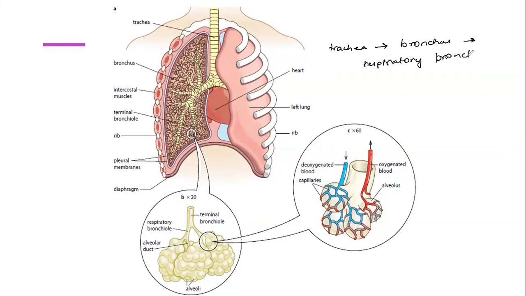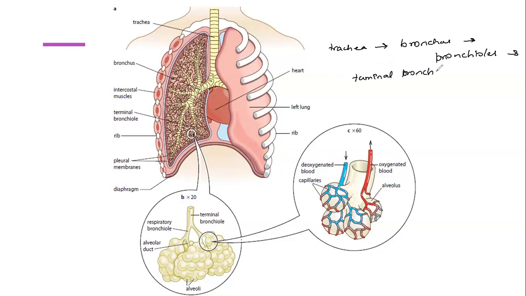Now, respiratory bronchioles will continue to divide to give you even smaller branches. Oh, I'm so sorry. This is not respiratory bronchiole. We simply call them bronchioles. Okay. Now, what's going to happen is that the bronchioles are going to keep on dividing into even smaller bronchioles. Those smaller bronchioles are known as terminal bronchioles.